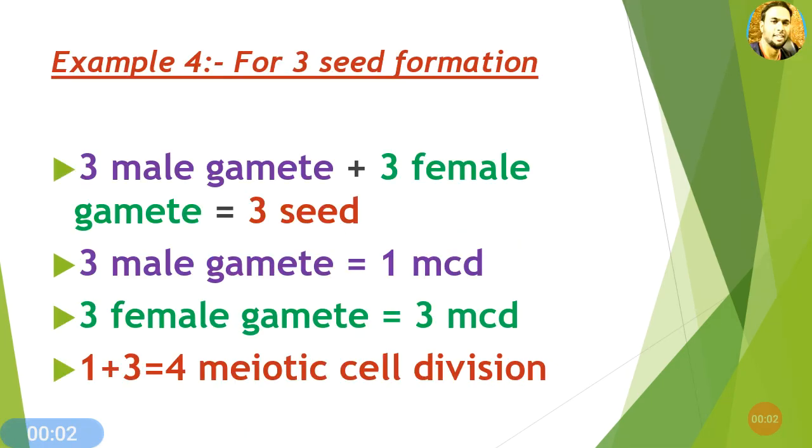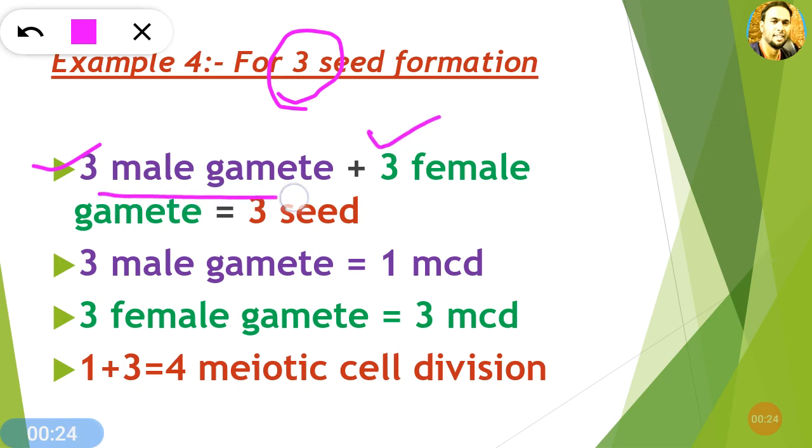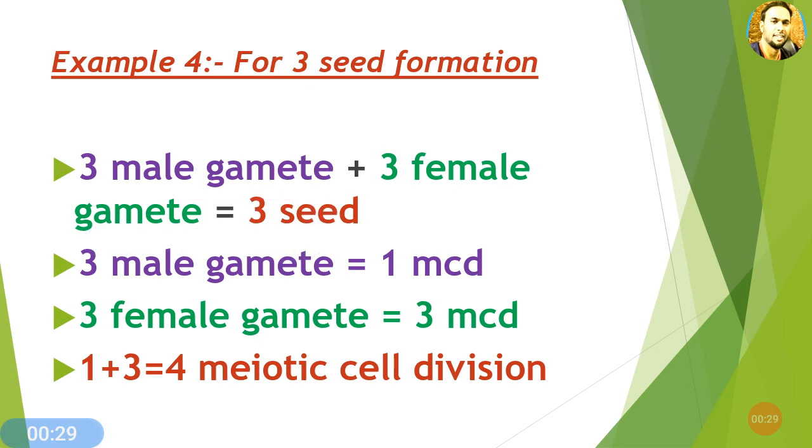Now I will explain example number 4. In example number 4, if a plant has to produce 3 seeds, how many male and female gametes are needed and how many cell divisions are needed for that? As you know, for 3 seeds, 3 male gametes and 3 female gametes are required. When 3 male gametes fuse with the 3 female gametes, they will produce 3 seeds. So how are these 3 seeds produced? First we'll see how these 3 male gametes are produced.